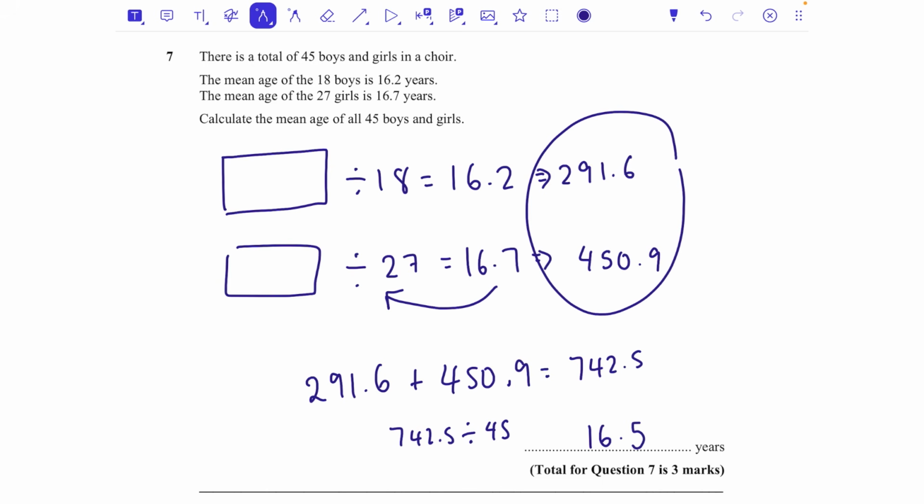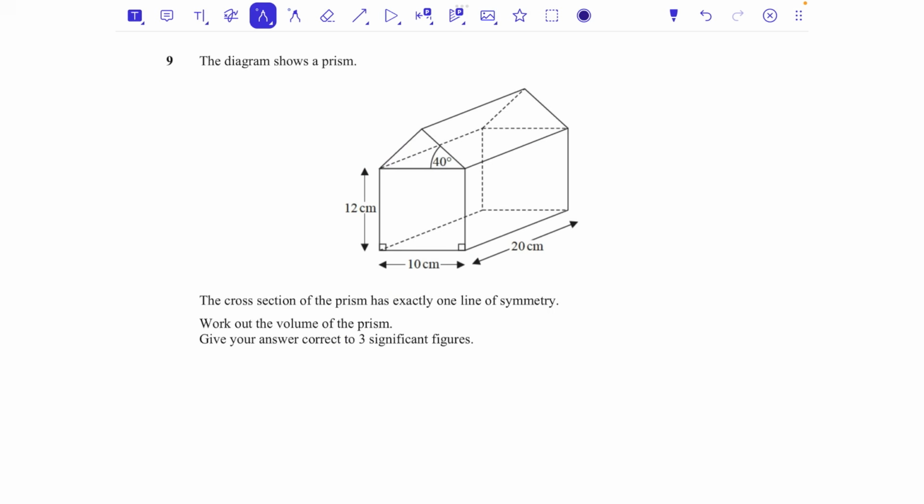Notice it's slightly closer to the girls because there were more of them, so it's going to skew it more in that direction. Question number 9. The diagram shows a prism. The cross-section of the prism has exactly one line of symmetry. So the cross-section is just that shape that you see the whole way through the prism. So if you sliced it like birthday cake, you'd see that shape the whole way through.